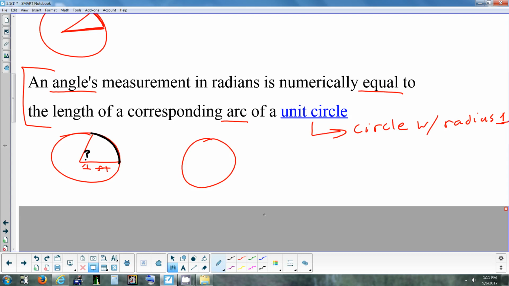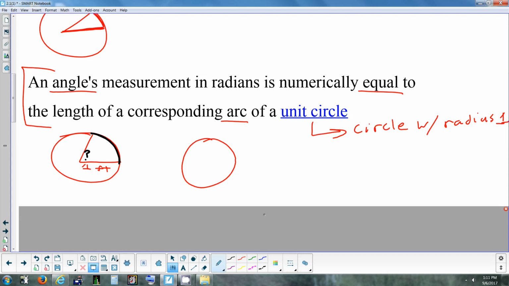Is it the circumference? It is. It's called a circumference. A circumference is an arc, but it's a special arc that takes up the entire circle. All right? So I need to ask two things.